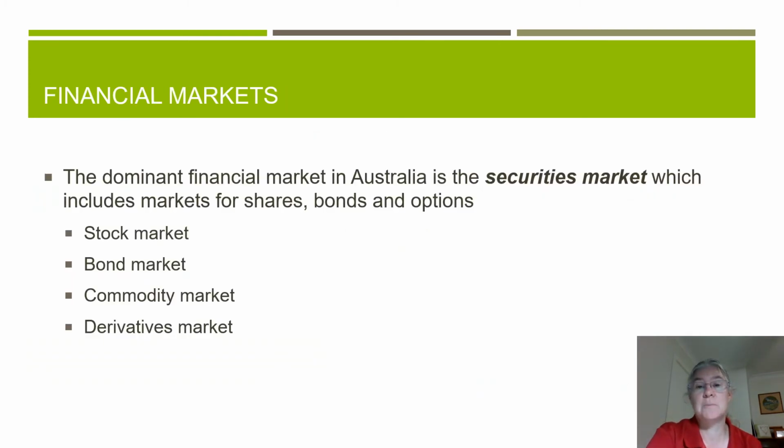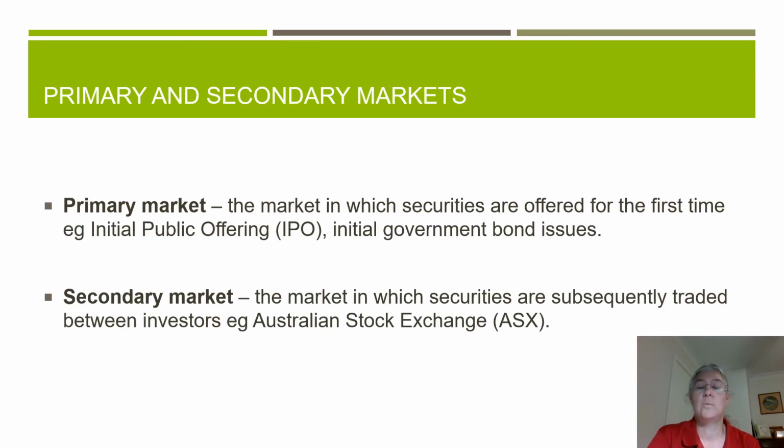The main financial market we have in Australia, the securities market. So that is the market for the shares, bonds and options. So I've got the stock market, bond market, commodity market and the derivatives market. Now we can describe them as the primary and the secondary market. Now the primary market, that is the market when the shares are being offered for the very first time, the initial public offering or the initial government bond issue.